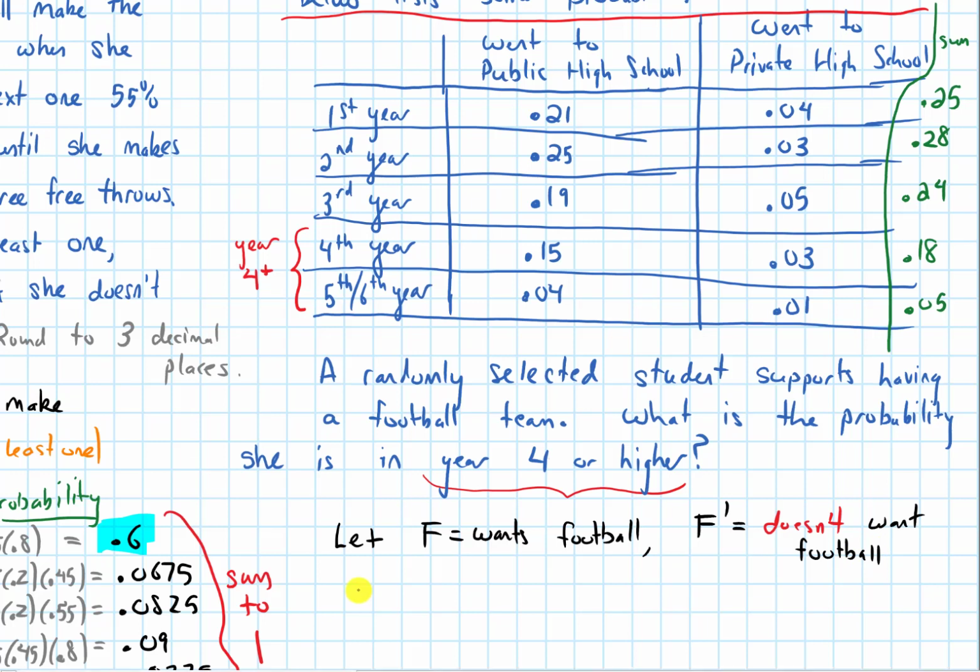So we are trying to find the probability. And it's a conditional probability because it tells us that this student supports having a football team. So it's going to be given that they want football. And it's the probability that this person is in year 4 or higher. So I'm going to write 4+ year, given that they want football. Or using our symbols, the probability of 4+, given F. So we are after this.